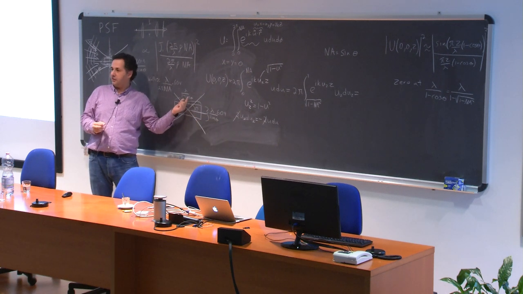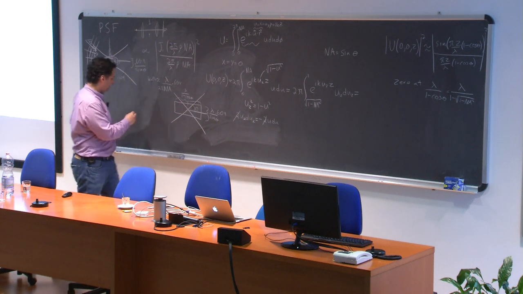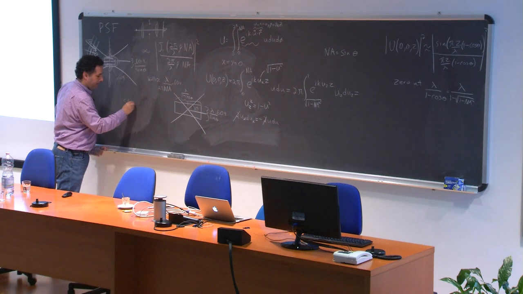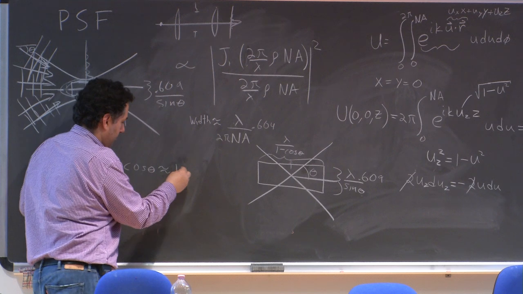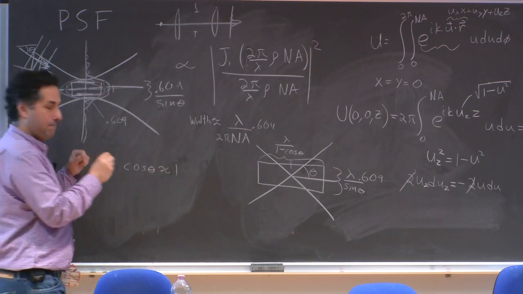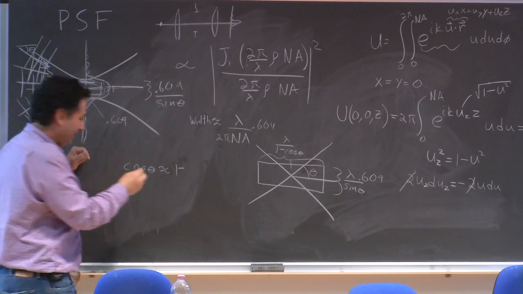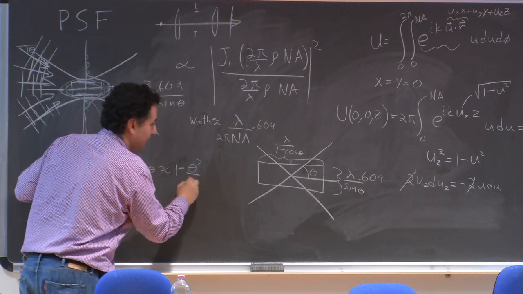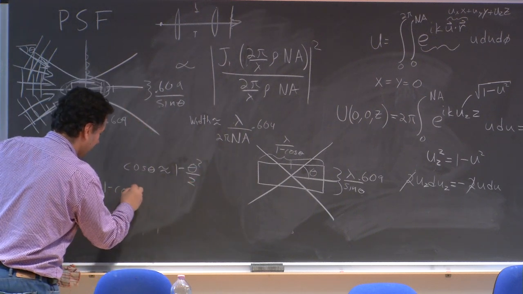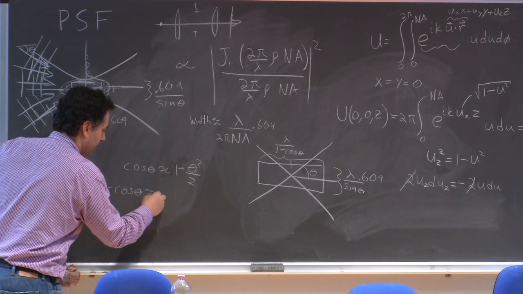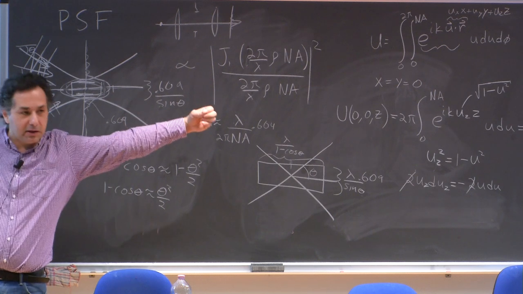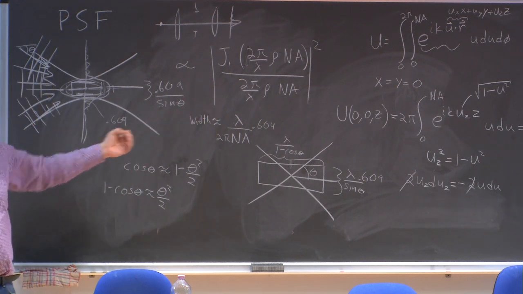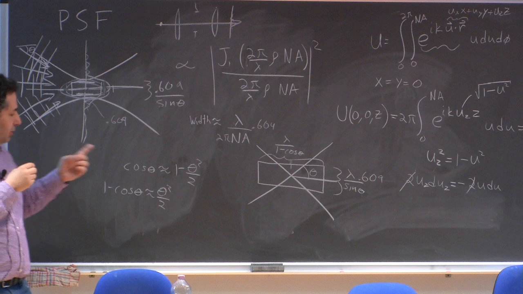For small theta, what is cosine? 1 minus, because it has to be smaller than 1, theta squared divided by 2. So 1 minus cosine theta is about theta squared divided by 2. So it's quadratic. It grows quadratically with theta, while the other one is linear.